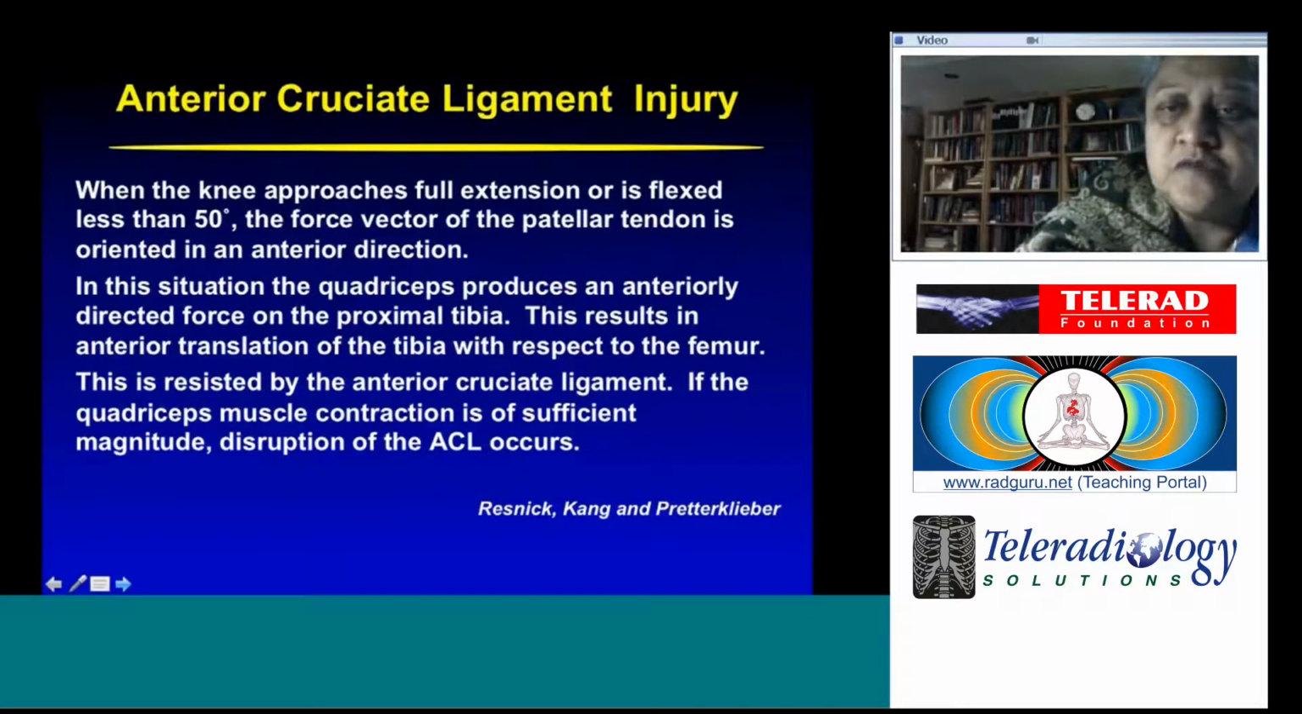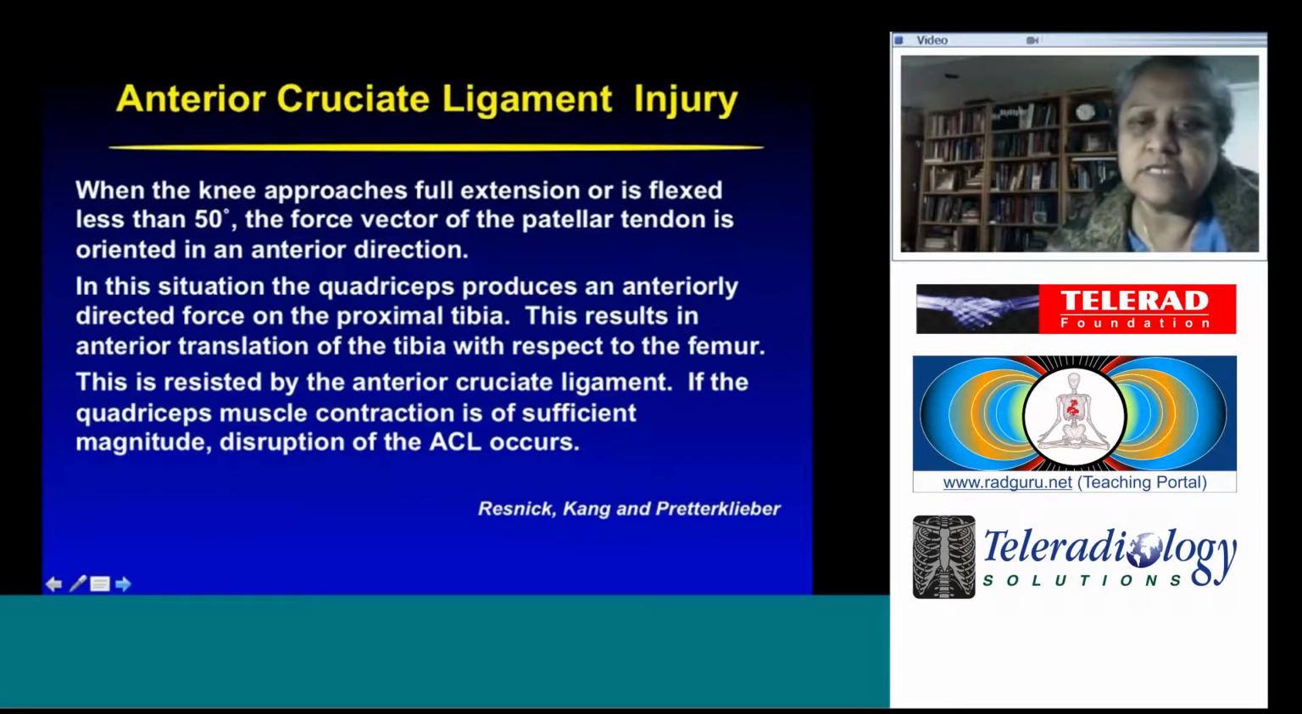When the knee approaches full extension or is flexed less than 50 degrees, the force vector of the patellar tendon is oriented in an anterior direction. In this situation, the quadriceps produces an anteriorly directed force on the proximal tibia, resulting in an anterior translation of the tibia with respect to the femur.